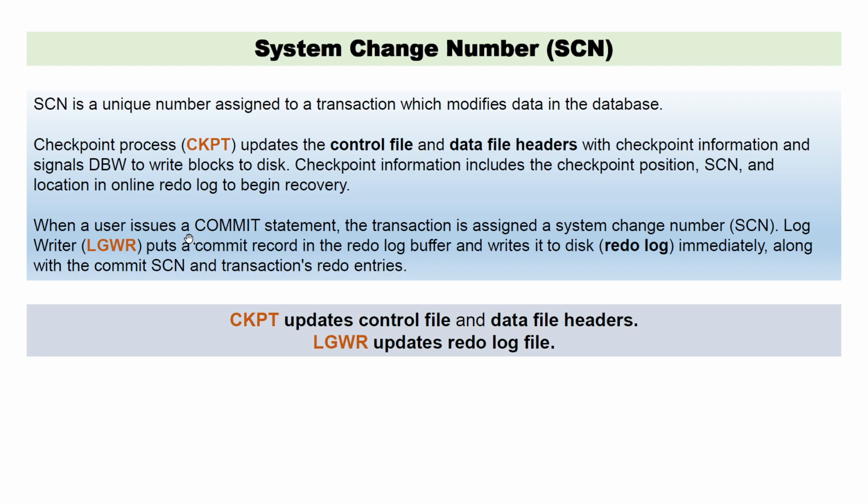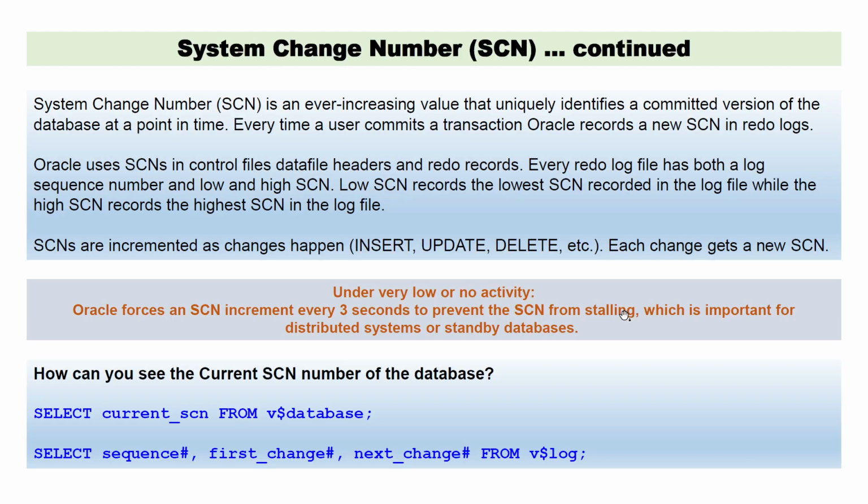So when a user issues a commit, the transaction is assigned a system change number, and the log writer puts a commit record in the redo log buffer and writes it to the redo log on disk immediately, along with the commit SCN and the transaction's redo entries. So CKPT, the checkpoint process, is responsible for updating the control file and data file headers. Log writer updates the redo log file. So remember, the log writer updates the redo log file, and that is nothing but your commit SCN, and this is your checkpoint SCN. Now, let's understand a little bit more because this is a very confusing topic.